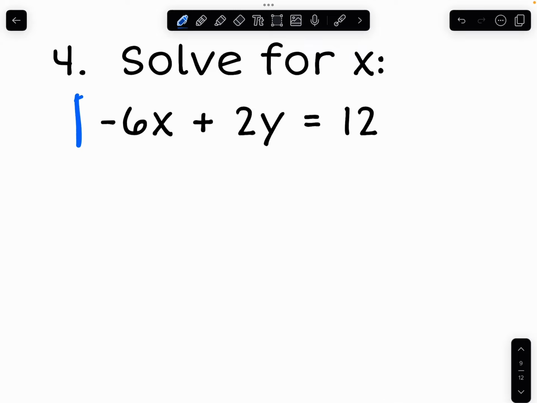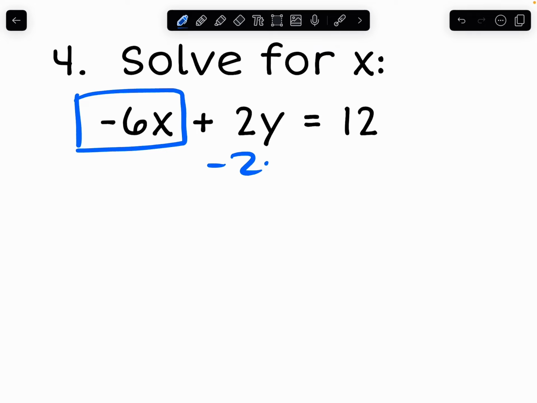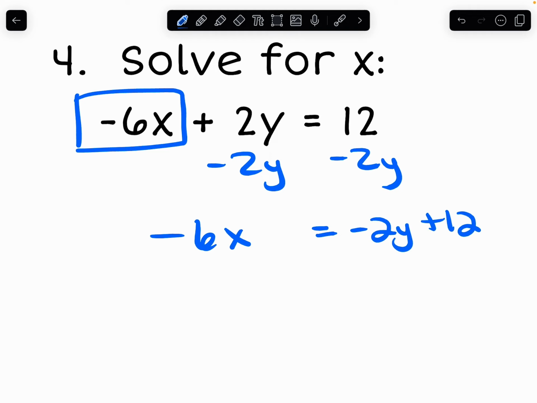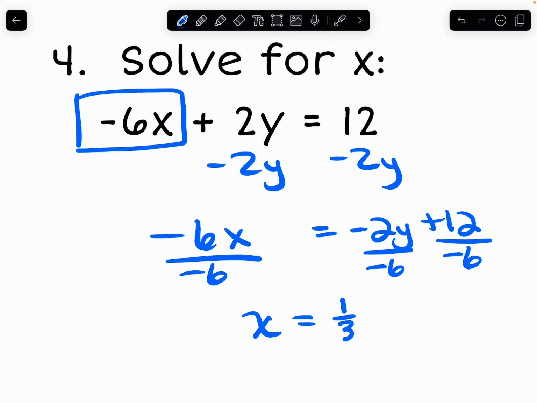Okay, and this last one, we're solving for x. So I need to move the 2y to the other side. The opposite of adding 2y is subtracting 2y. So I bring down the negative 6x, the negative 2y plus 12. I don't want the negative 6 in front of the x, so I'm going to divide everything by that negative 6. I get x equals, again, 6 doesn't go into 2 evenly, so I need to simplify my fraction.